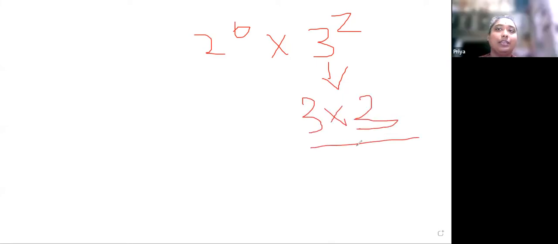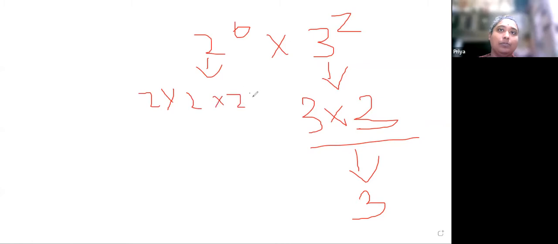So 3 into 3. So when you square root it, you get only a single 3. Okay. For 2 power 6, it is like 2 into 2 into 2 into 2.